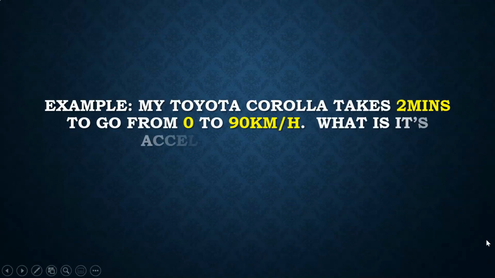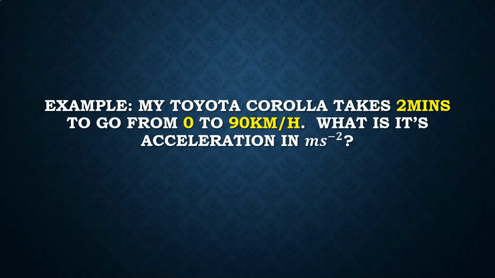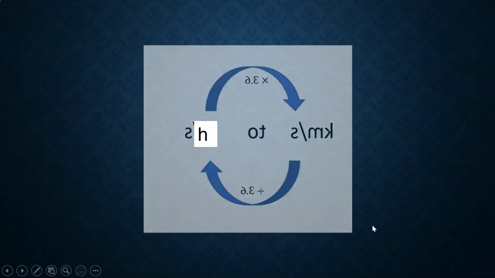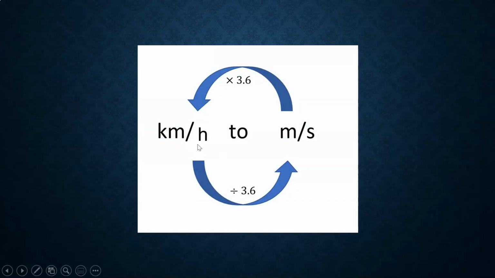All right, so let's have a think about my Toyota Corolla. It's going to take 2 minutes to get from 0 to 90 kilometers an hour. What is its acceleration in meters per second squared? Ignore the H, you'll see why I've got that there, because if you remember in a previous video, I had seconds by accident there and I put the H in to cover it. All right, so we need to remember this from the last video because we may need to use this. To convert kilometers per hour to meters per second, we divide by 3.6. And to convert from meters per second to kilometers per hour, we multiply by 3.6. So some of these little calculations you just need to have in the back of your mind.